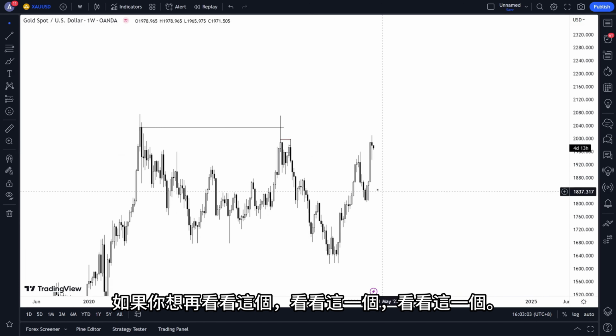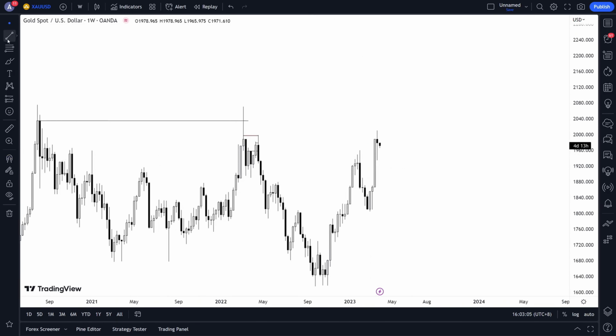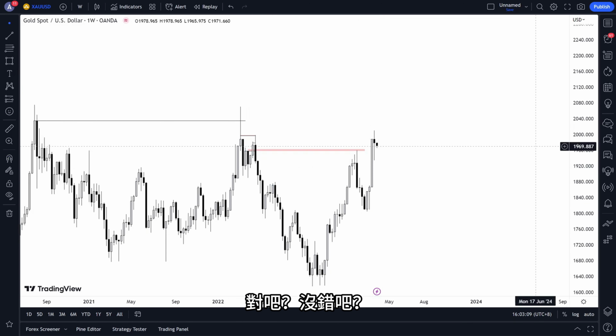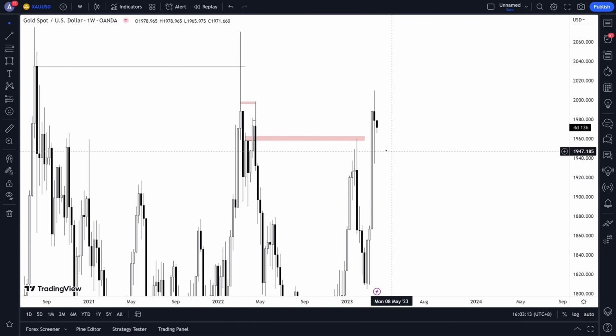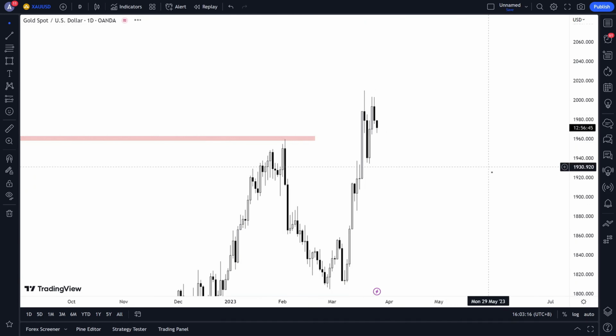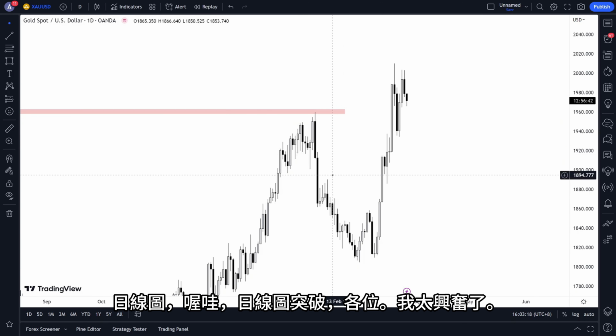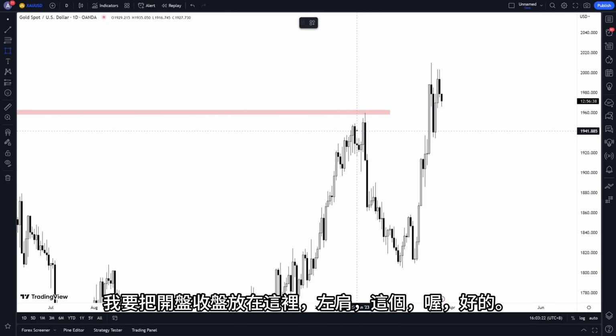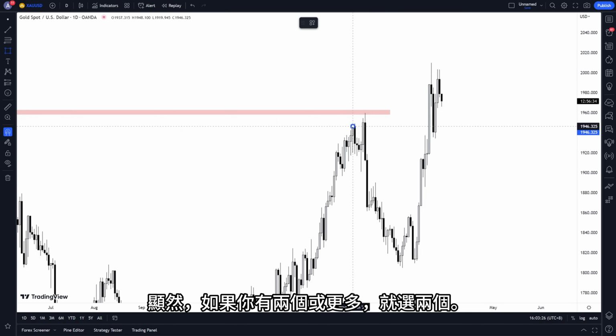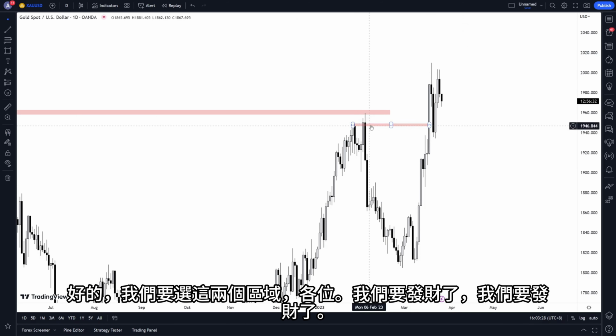If you were to look at this again, look at this one, beautiful one here. So if we were to get that, right? Okay, here, weekly reject weekly, correct? Daily, oh wow, daily breakout, guys. I'm so excited. Look at this, guys, I'm gonna make so much money. I'm gonna put the open close here, left shoulder, this one. Oh, okay, Avi said if you have 2 or more, just pick 2. Okay, we're gonna pick these 2 zones, guys. We're gonna be rich.